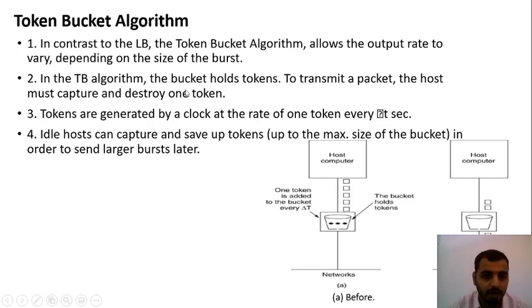In the token bucket algorithm, the bucket holds the token to transmit the packet. The host must capture and destroy one token. In the sense, it will take only a limited amount of tokens inside and it will process. Tokens are generated by a clock at the rate of 1 token every delta second. Idle hosts can capture and save up tokens up to the maximum size of the bucket in order to send larger burst sizes. See, if you observe, this is what you call the token bucket algorithm.